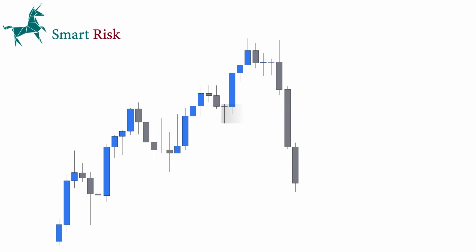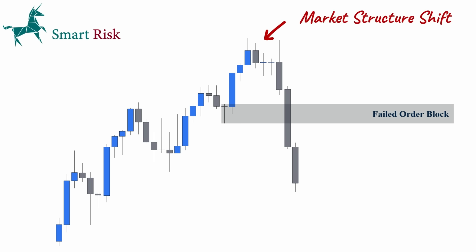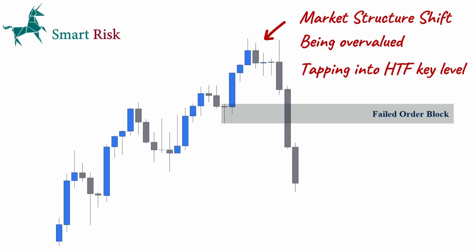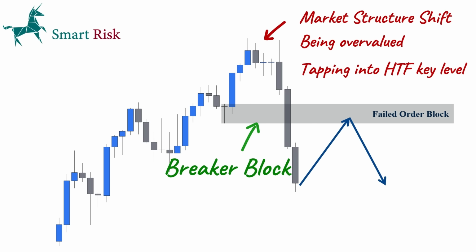The market could ignore the order block's supply and demand for many reasons, including a shift in market structure, being overvalued or oversold, tapping into higher timeframe key levels, and more. When a valid demand order block fails to reject the price and the price breaks through, it becomes a supply level. We call it a breaker block, expecting that the market will reject this area.